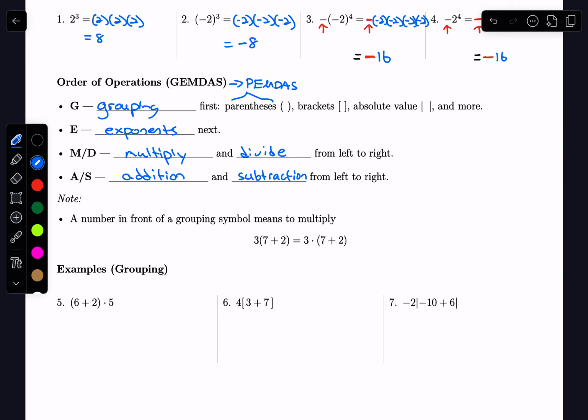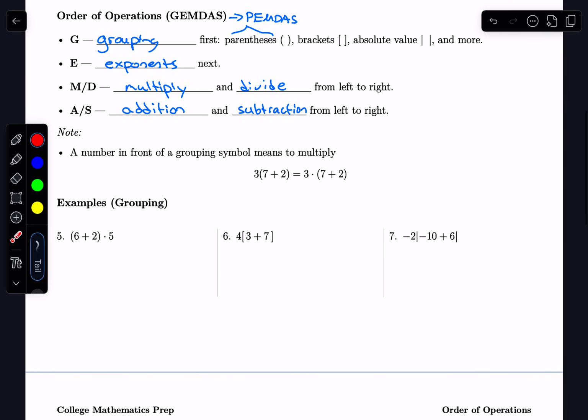And then one note, I have mentioned this in a previous lesson, but just as a reminder, a number in front of a grouping symbol means to multiply. So if we have 3 right here in front of this set of parentheses, 7 plus 2, that's the same thing as putting this little multiplication dot between the 3 and the parentheses, but we don't write that dot because it's quicker to just put it up against the parentheses. So you just have to remember that this 3 means to multiply right here times the parentheses.